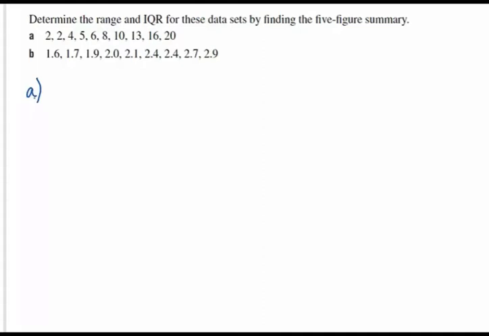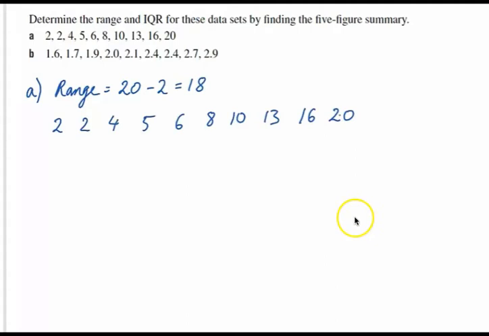Let's start off by looking at that first data set. Well, the range is the maximum value minus the minimum value, and the maximum here is 20, the minimum is 2, so the range is 20 minus 2, which is 18. In order, you can see there are 10 values, so that means the median, or Q2, is going to be right in the middle.